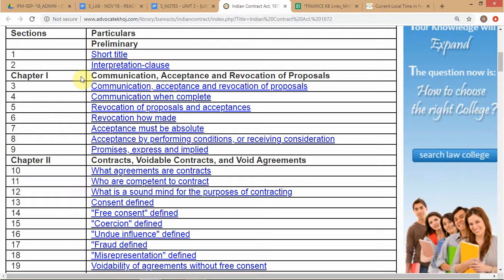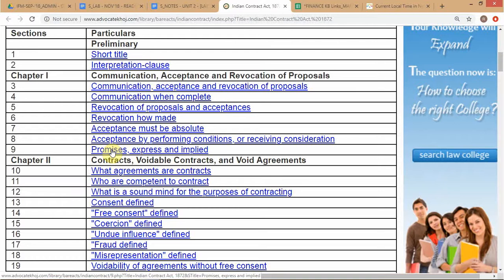In chapter 1, we are not covering it section by section, but we will have some reference to it. We have already covered some parts, like section 7, which is that acceptance must be absolute, and section 9, which is that promises can be expressed or implied. These two important sections we have covered, and you should also refer to them for your cases if you feel they are relevant. Some of you did that kind of homework for this case, and tried to refer to some of the sections.